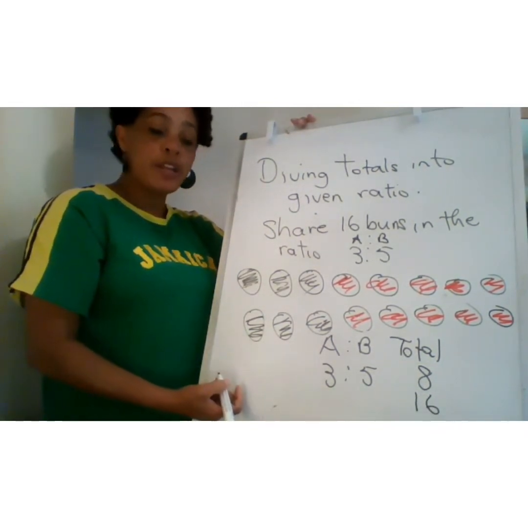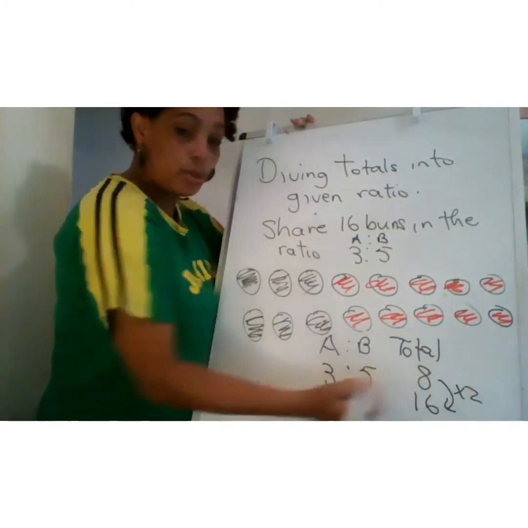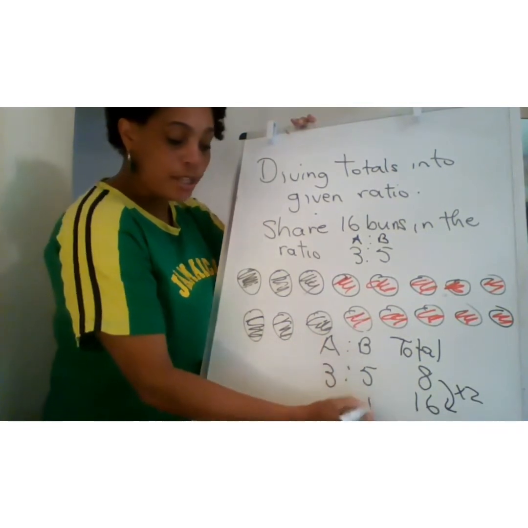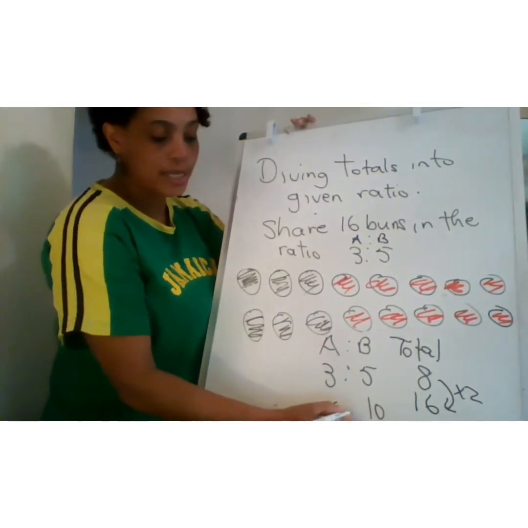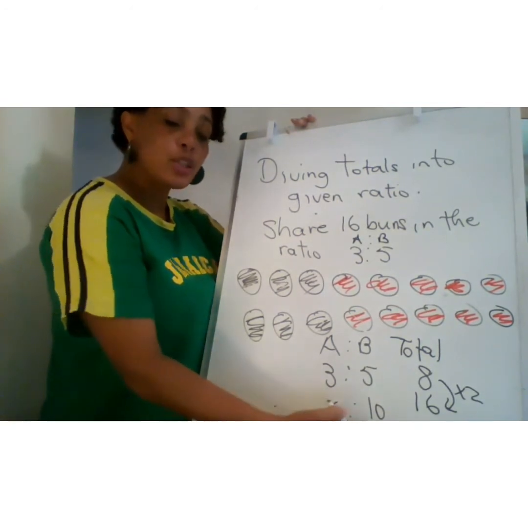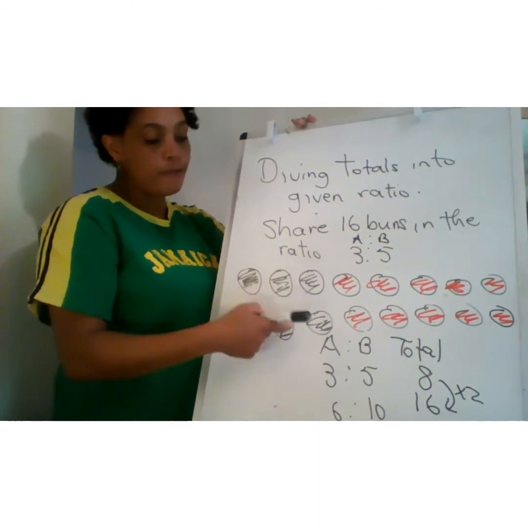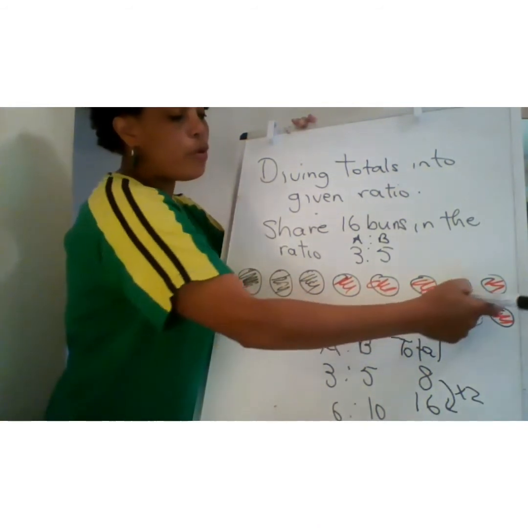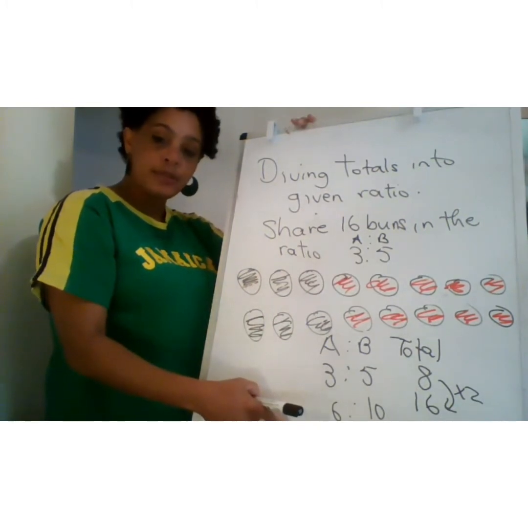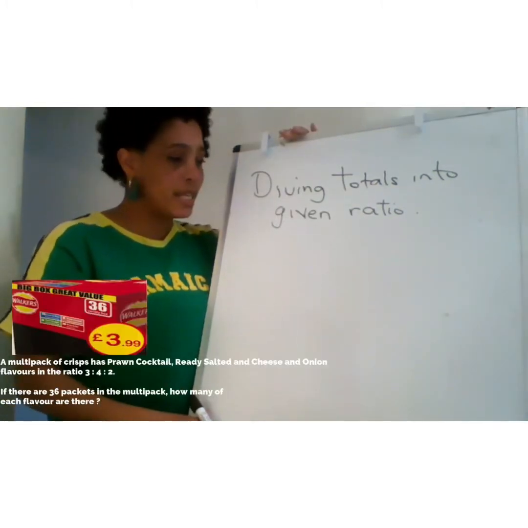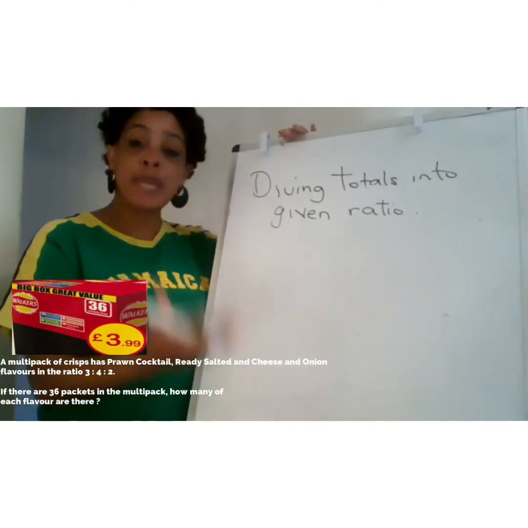Now we can do equivalent ratio. What do I do from 8 to get to 16? Times it by 2. So if I times 5 by 2, I'm going to get 10. If I times 3 by 2, I'm going to get 6. So our answer becomes 6 to 10. Same way as in the pictorial view, 1, 2, 3, 4, 5, 6. 1, 2, 3, 4, 5, 6, 7, 8, 9, 10. So we have 6 to 10. Now let's look at a practical example. You know when you go to the supermarket and you see those big packets of crisps?